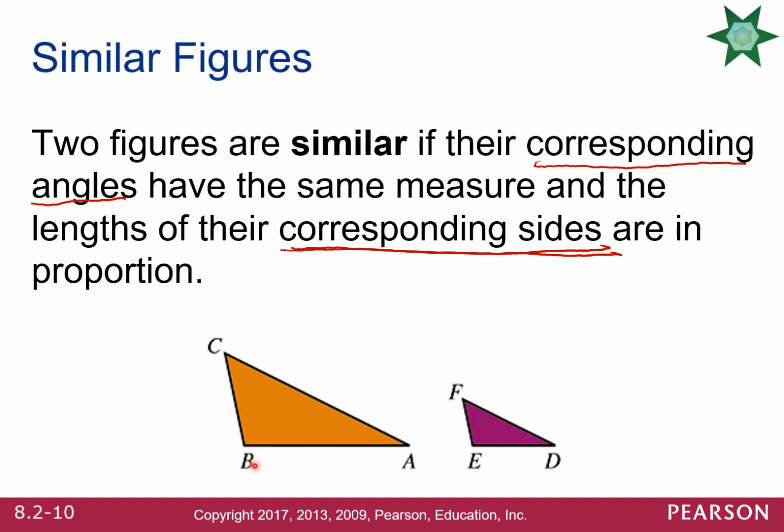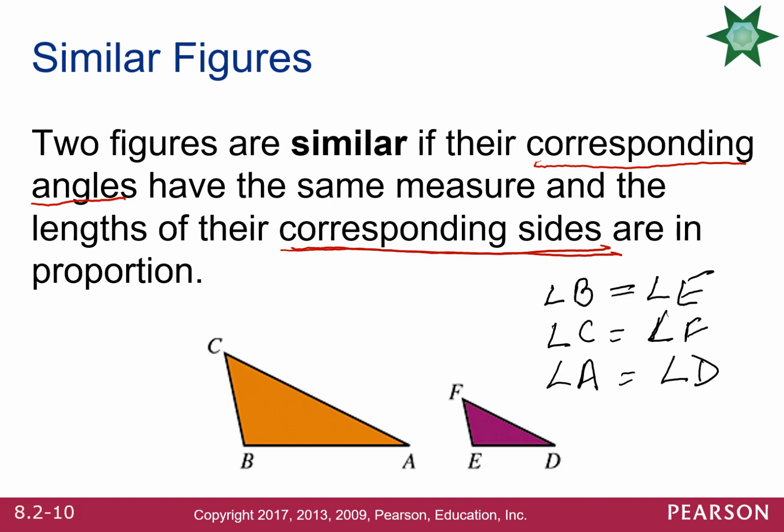So over here, the corresponding angles: in this orange triangle, angle B is equal to angle E in similar figures. All right, so in similar figures, this is what will always happen. Angle B will be equal to angle E. B and E are corresponding angles. Likewise, angle C will be equal to angle F. They are corresponding angles. Angle C will be equal to angle F, and angle A will be equal to angle D.